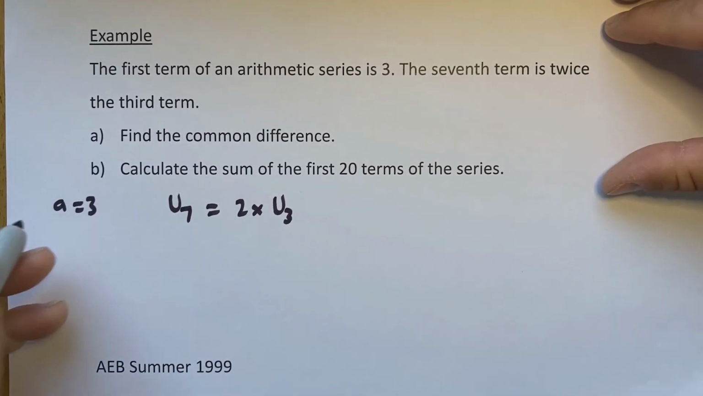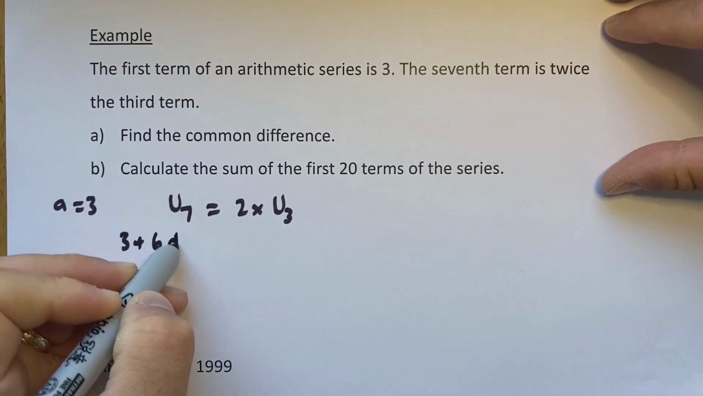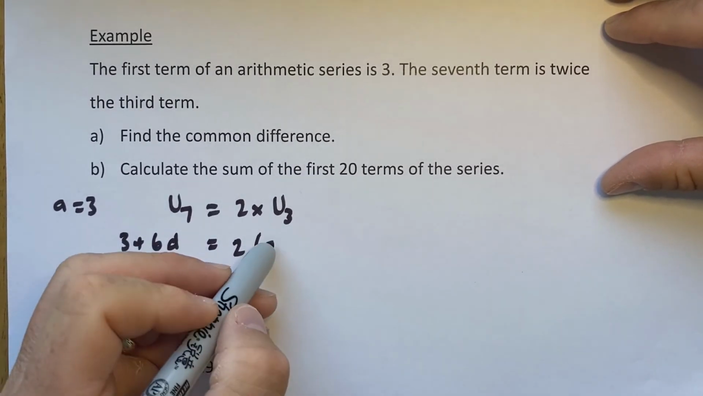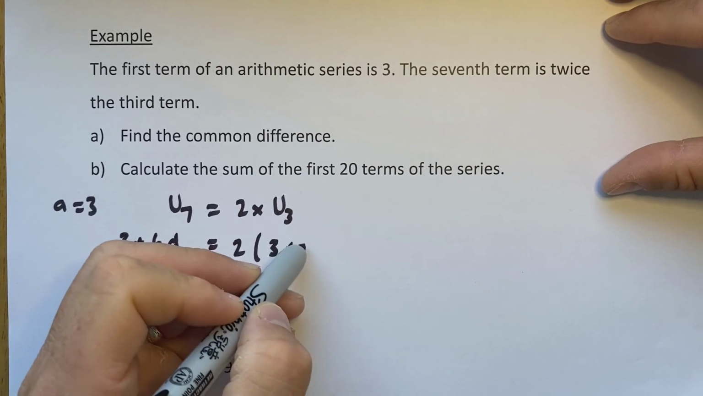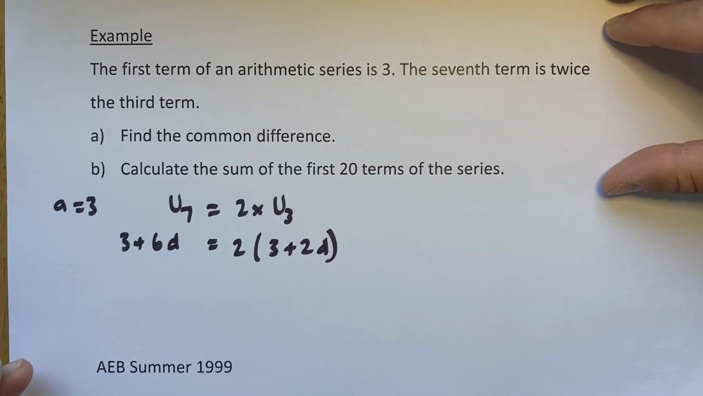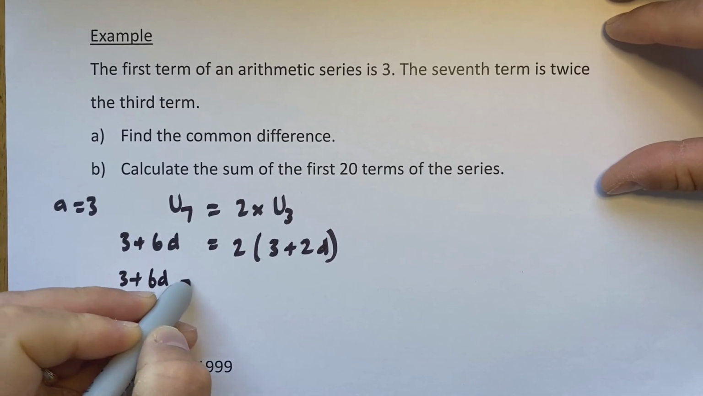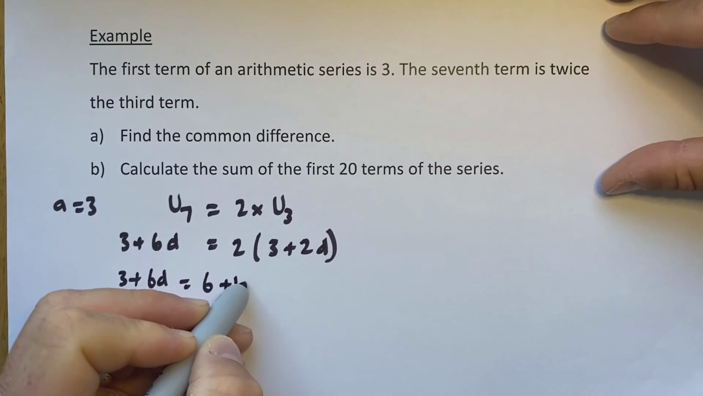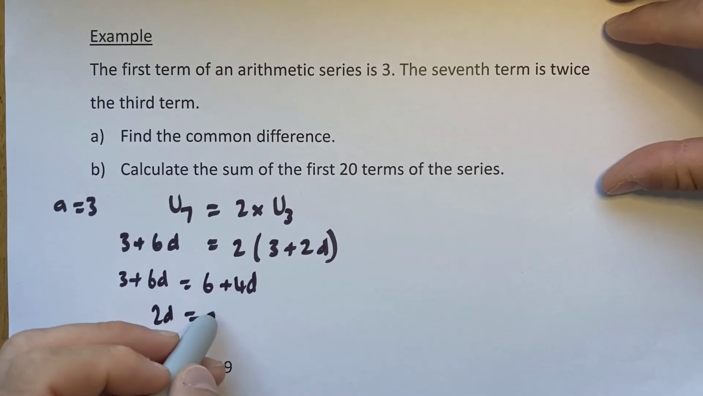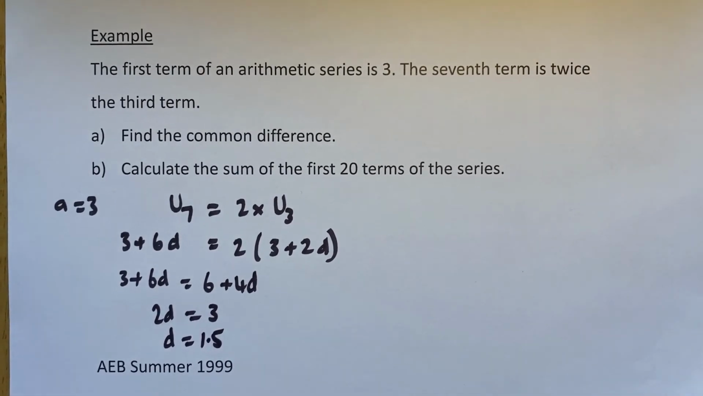Well, the 7th term would be classed as a plus (n minus 1)d, and that's equal to twice the 3rd term, which would be 3 plus (n minus 1), so 2d. So we've created an equation there. So 3 plus 6d is the same as 6 plus 4d, which means that 2d is the same as 3, which means that d is fractionally 1.5. d found.